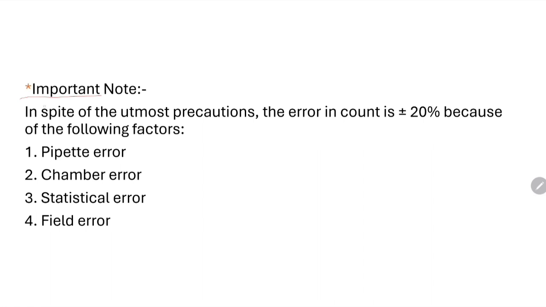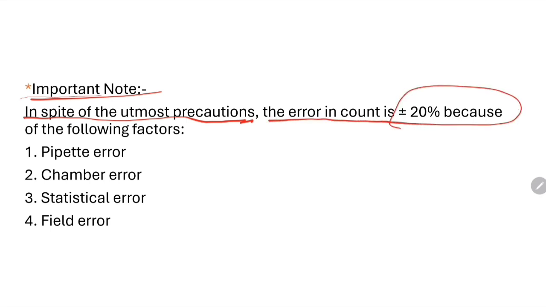Let's describe some important things. In spite of the utmost precautions, the error in the count is around 20% plus or minus. Why? Because this is a manual method, and chances of error are more, because if you take less blood or make any mistake during the procedure, your count will be disturbed.